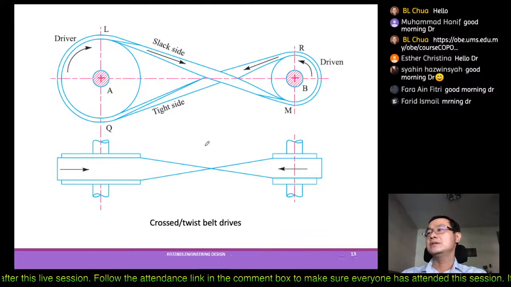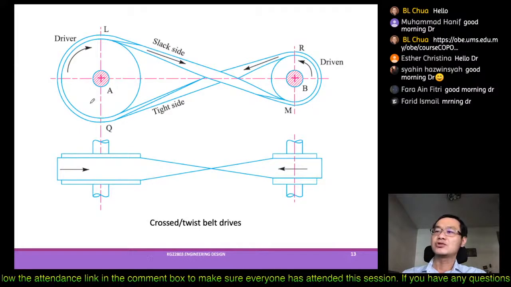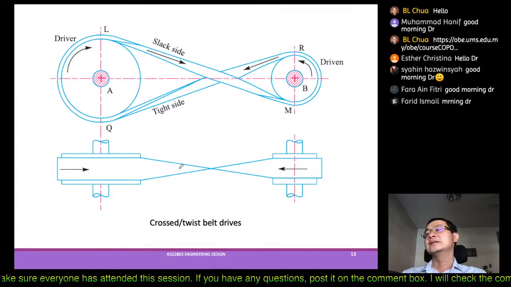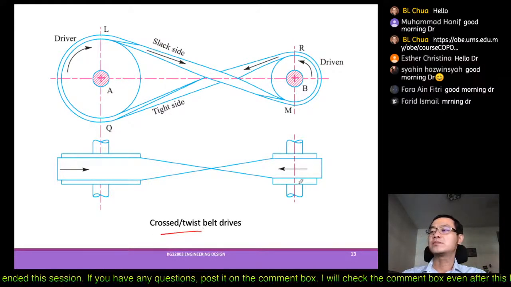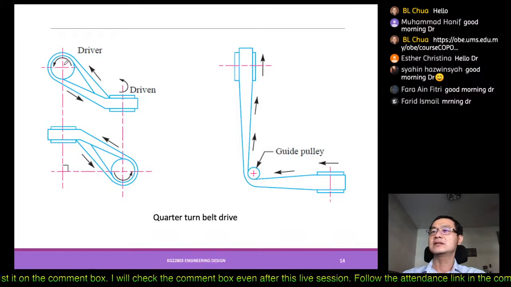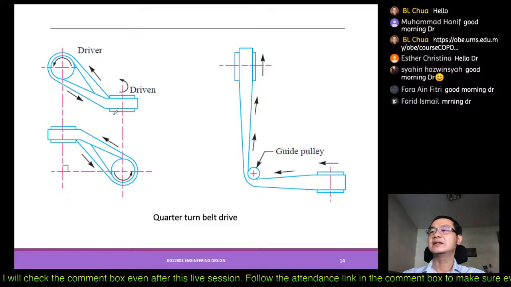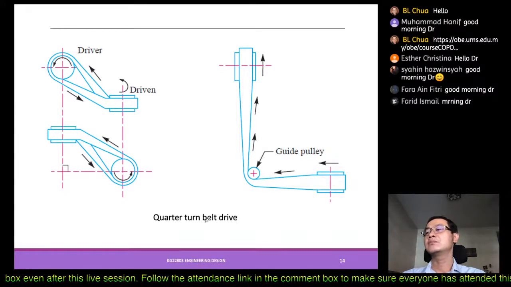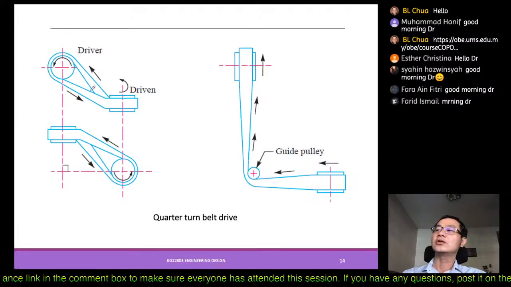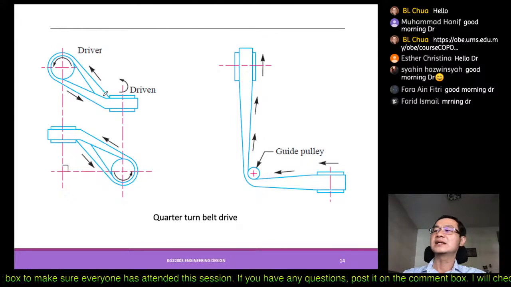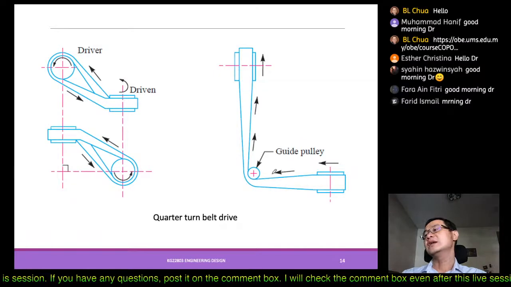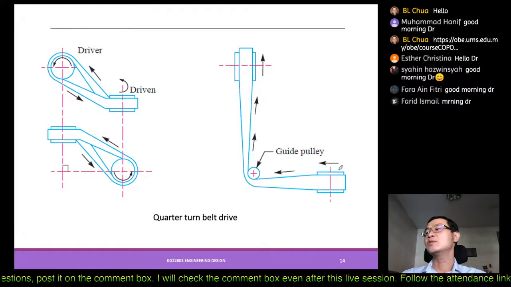The belt is a flexible drive, where you can also change the way you want to install it. This shows the cross or twist belt drive, and this one is the quarter turn. This is the rotation, and it turns 90 degrees. We call it the quarter turn belt drive. This one is short, so we don't really need a guide pulley, whereas this one may be long, so you need an additional guide pulley in between to guide it.